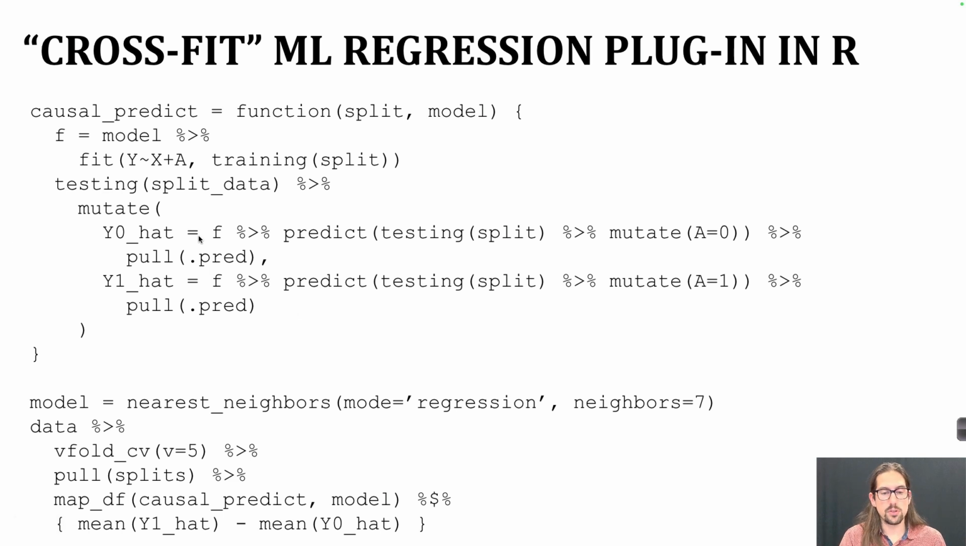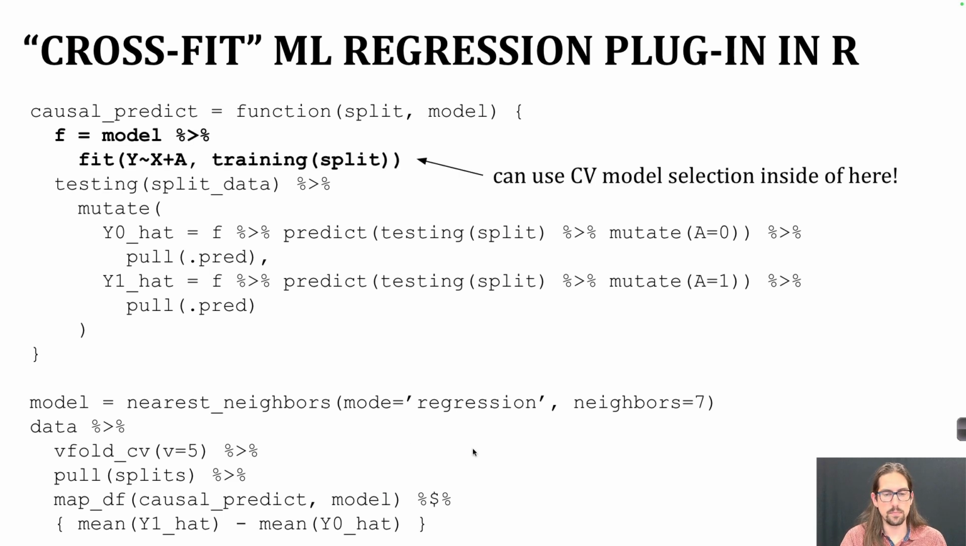Now, how do I then generate predictions for everyone? I just loop, so that's mapdf, over the different splits. And that's going to give me predictions for everyone in the data. And something to note here is that I just have model. So here I've said nearest neighbors, whatever. But if I were doing this in practice, I would not just specify this to be nearest neighbors. I would do a whole cross-validation thing inside of this to figure out whether neural network or random forest, and what hyperparameters work best. And it looks like a lot of code.